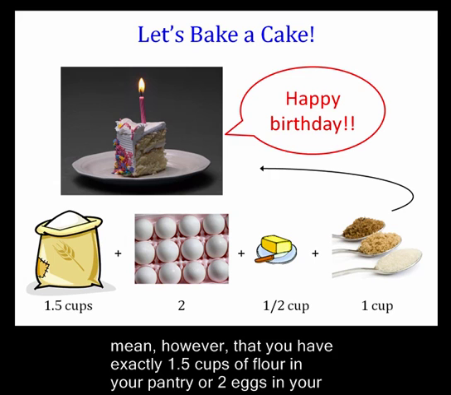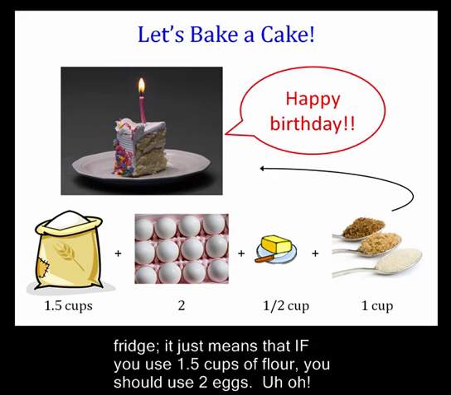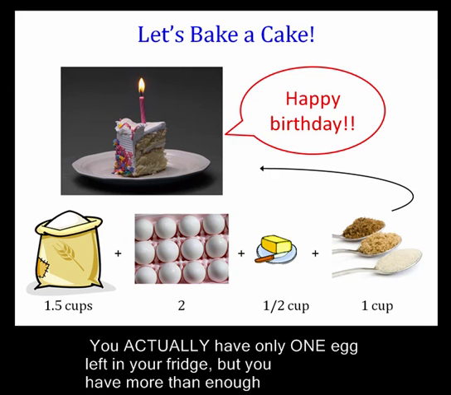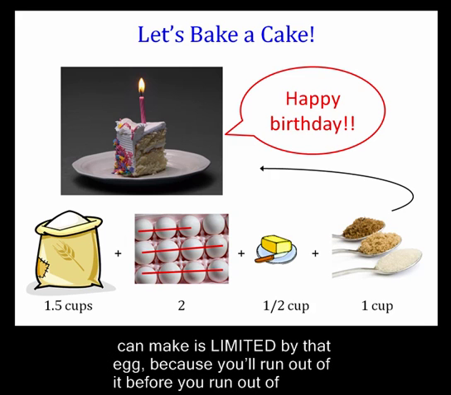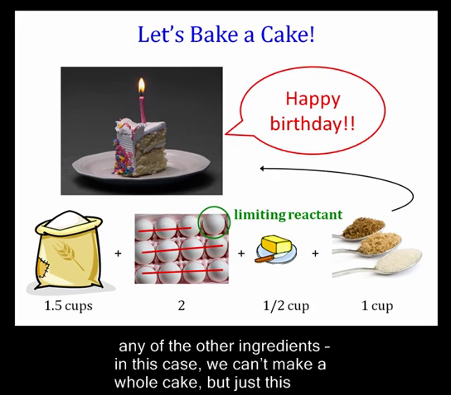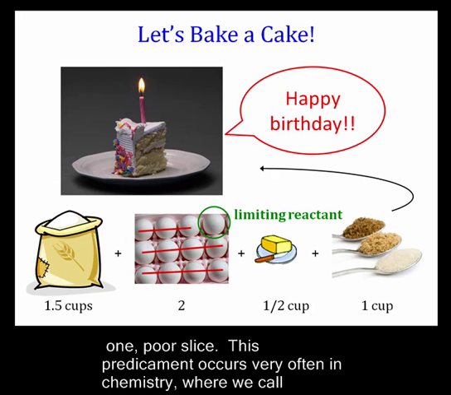This doesn't mean, however, that you have exactly 1½ cups of flour in your pantry or 2 eggs in your fridge. It just means that if you have 1½ cups of flour, you should use 2 eggs. Uh-oh, you actually have only 1 egg left in your fridge, but you have more than enough flour, butter, and sugar. Because you have only 1 egg, the amount of cake you can make is limited by that egg because you'll run out of it before you run out of any of the other ingredients. In this case, we can't make a whole cake, but just this one poor slice.